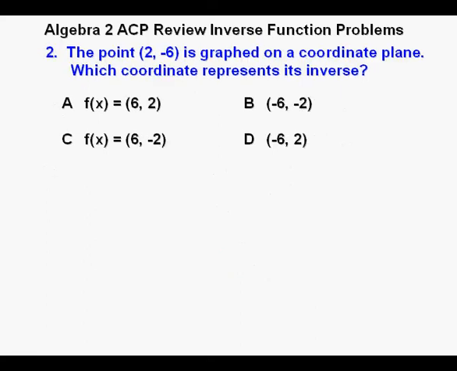Inverse function problem 2. The point 2, negative 6 is graphed on a coordinate plane. Which coordinate represents its inverse? There are different ways to do this problem as well, but probably the easiest way is to take the original point 2, negative 6 and just switch the position of the x and y coordinates, so that x becomes y and y becomes x, and we have the coordinates negative 6, 2, and that would be answer D.